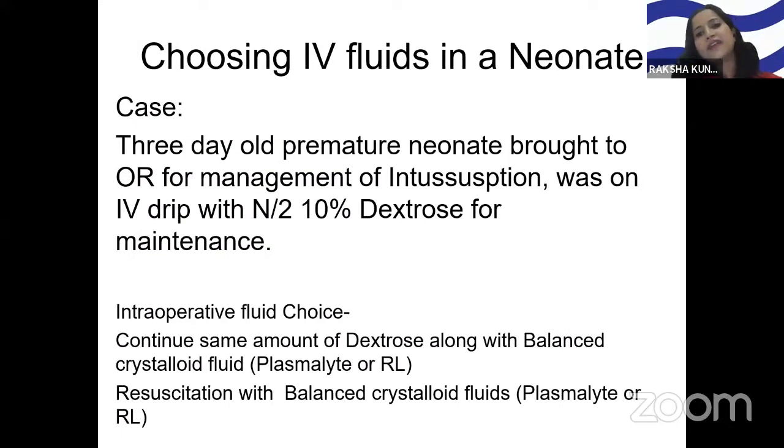So how do I choose IV fluids in a neonate? Suppose there is a case, a 3-day-old premature neonate brought to my OR for the management of intussusception and on a drip of N/2 dextrose 10% for maintenance. For neonates, I always continue the drip. Although I make my own drip, I always give the same concentration of dextrose which the neonate is on. And for resuscitation, I use balanced crystalloid fluid, either RL or Plasma-Lyte.